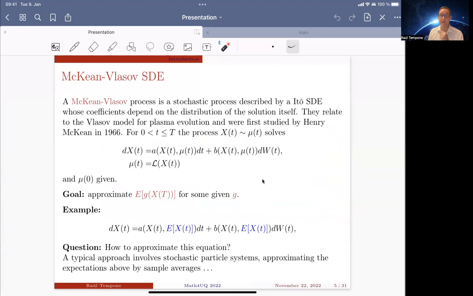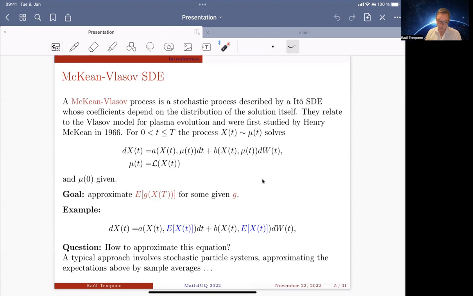Let's go now to McKean-Vlasov, and let's see the connection between the two. McKean-Vlasov is a stochastic process described by an Itô stochastic differential equation in our context, whose coefficients depend on the distribution of the solution itself. This is key. This is what separates the classical Itô stochastic differential equation, or system of stochastic differential equations, from a McKean-Vlasov. They relate to the Vlasov model of plasma, and it was first studied by Henry McKean in 1966.